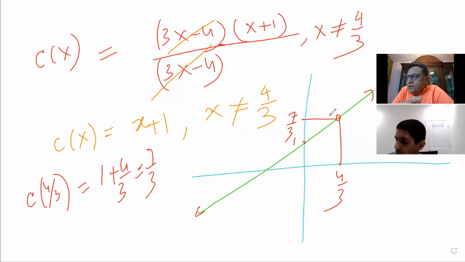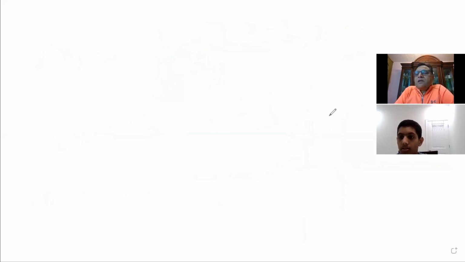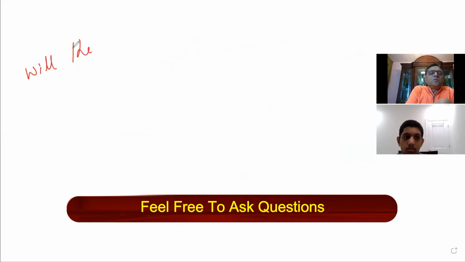Now look, the graph of a rational function could be a straight line. Do you see that? The graph of a rational function necessarily will not be a curve. It could be a straight line, as you have seen. Now, another important question here is, will the graph of a rational function always have a discontinuity? Think and tell.